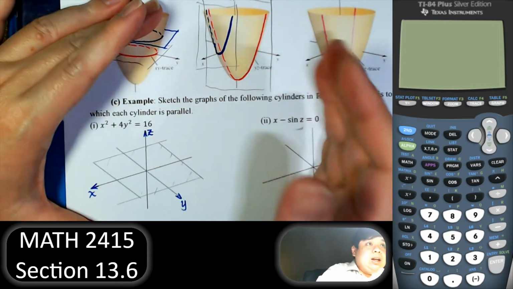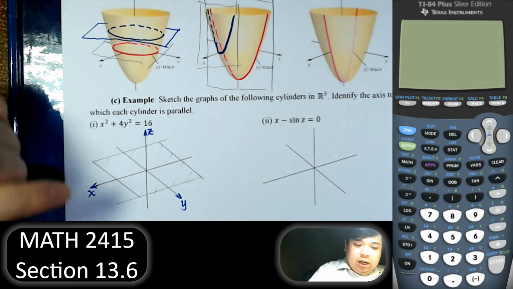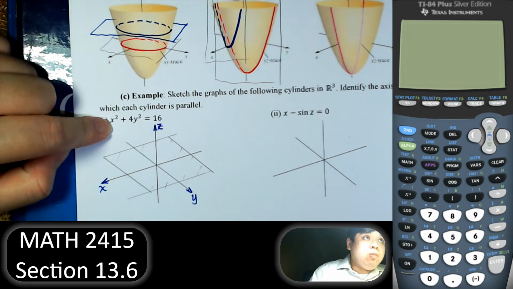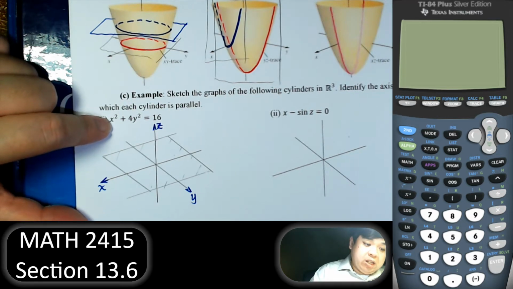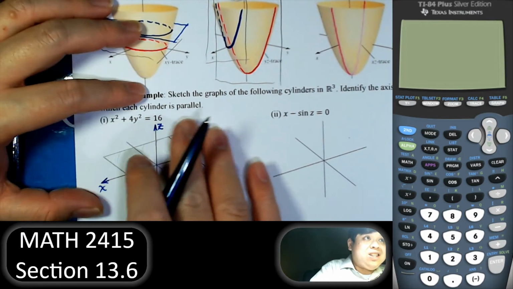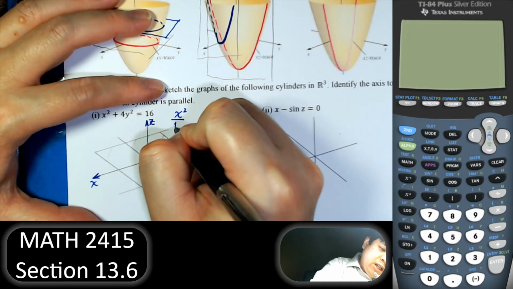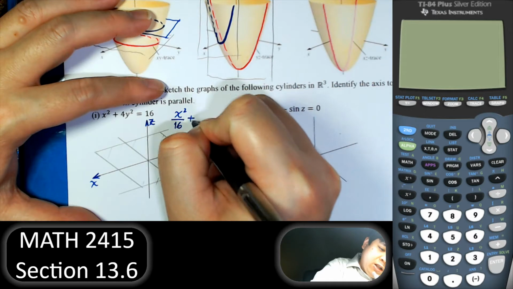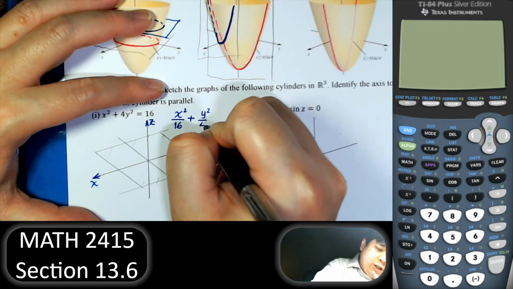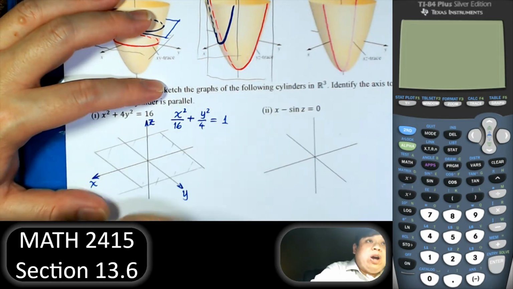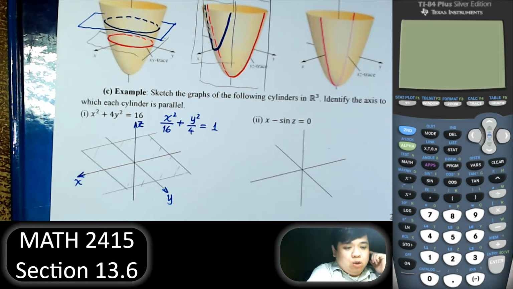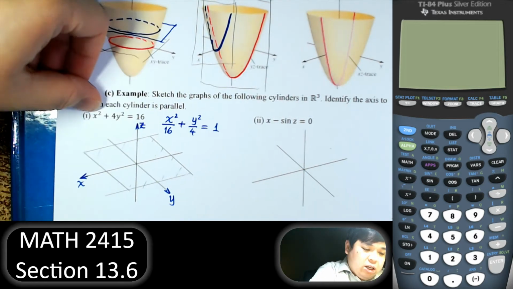Anyway, so those are the xy plane. What does this equation represent? Now, if we divide by 16 on both sides, we have x squared over 16 plus y squared over 4 equal to 1. So why do that? Actually, we don't even need to do that. But in the next section I will explain why.